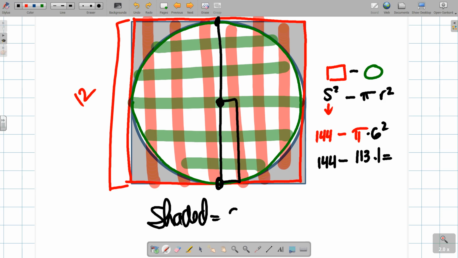Shaded region, 30.90 centimeters squared. Remember, you do things before the numbers. That was square minus circle gave you the shaded region.